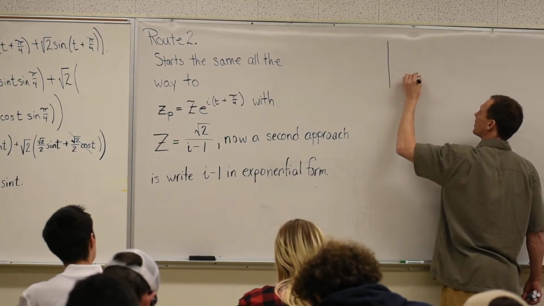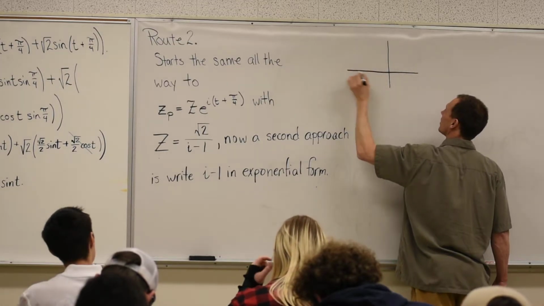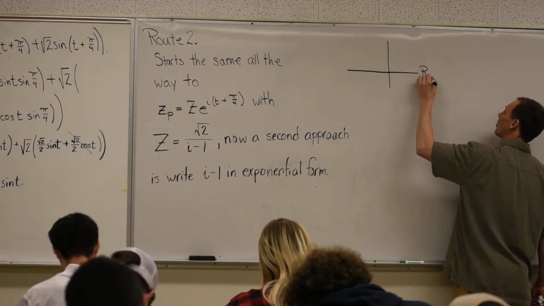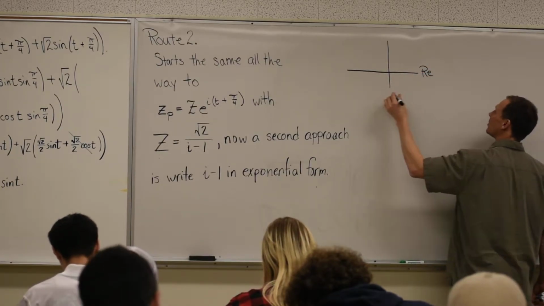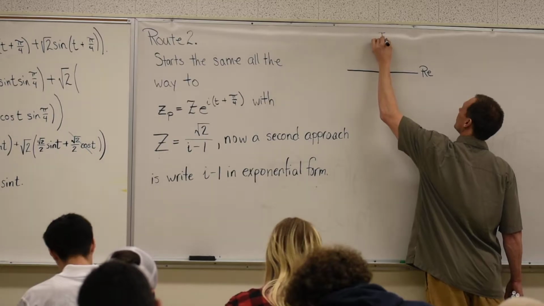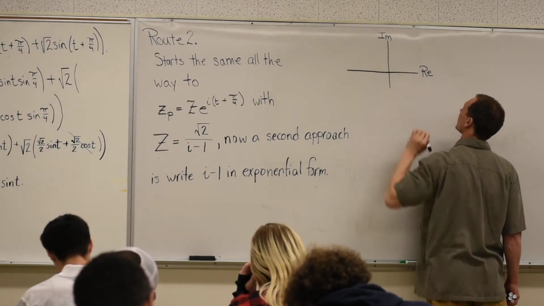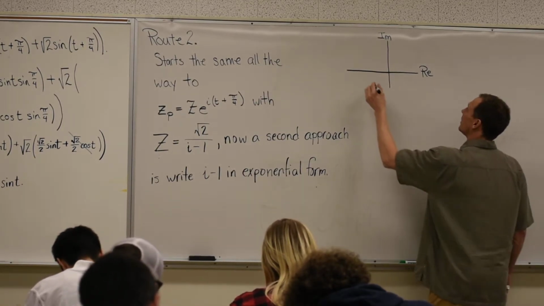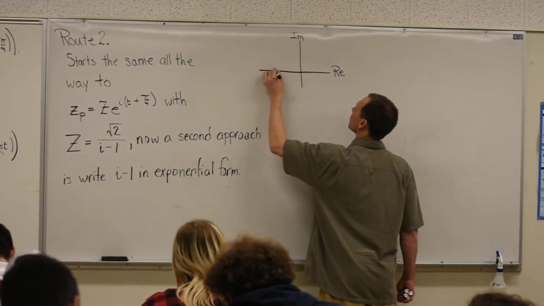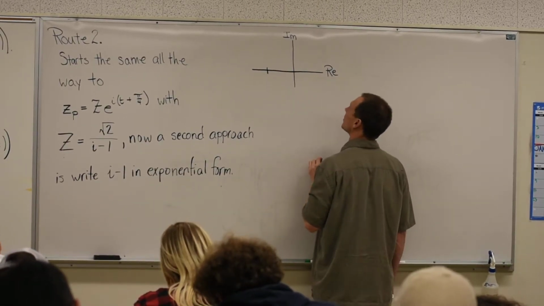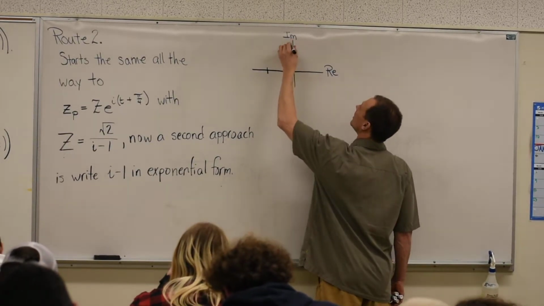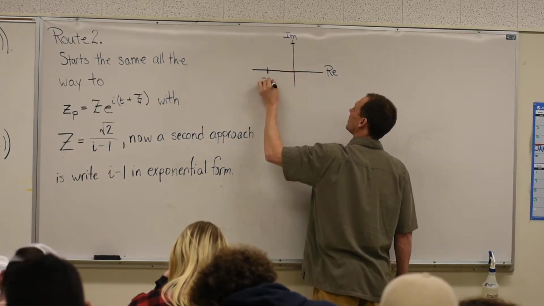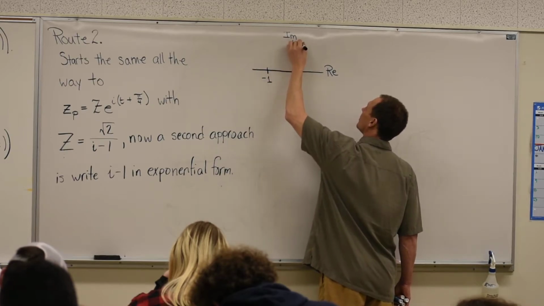When you represent a complex number in the complex plane, our horizontal axis is the real component, and the vertical is the imaginary component. My number is minus 1, that's my real component, over here. And then my imaginary component is plus 1i, about there. So here's minus 1, and here is 1.